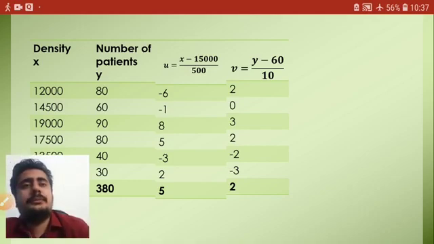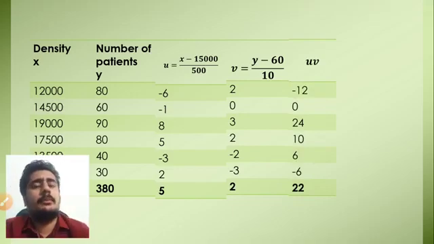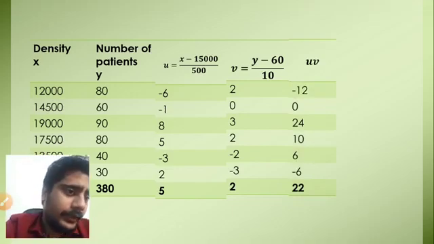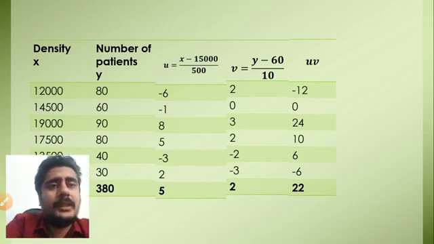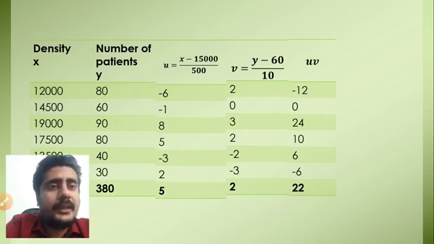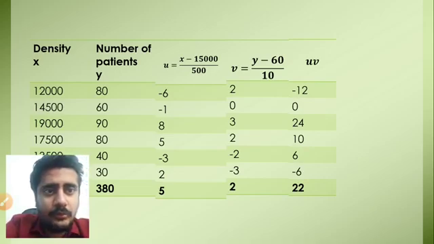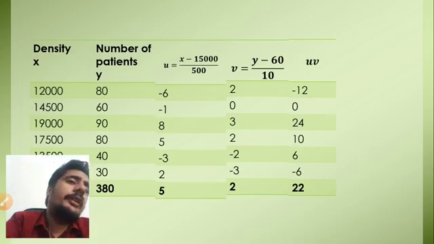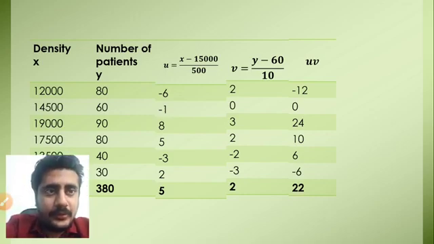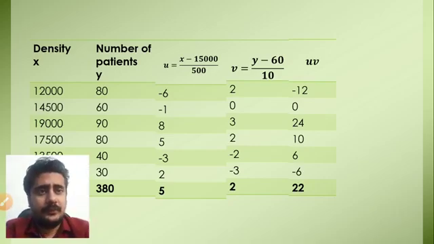Now you know how to solve it? Yes? How to solve it? First of all, we will find u into v. Minus 6 into 2, minus 12. Okay, write it. Minus 6 into 2, minus 12. Minus 1 into 0, 0. 8 3s are 24. 5 2s are 10. Minus 3 into minus 2 is plus 6. 2 into minus 3 is minus 6. So again in uv you have to do the same. Add the positives, subtract the negatives. So the total is 22.